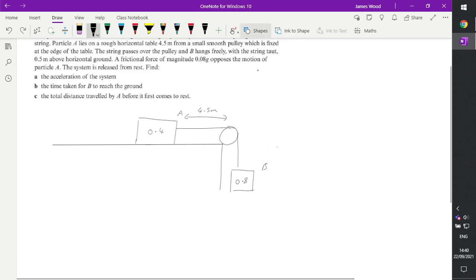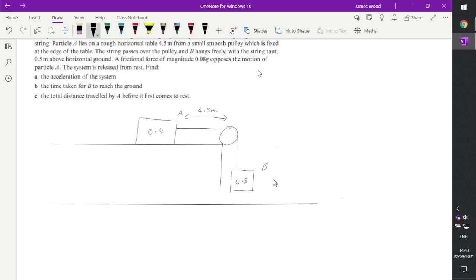Let's draw a straight line, shall we? So it's 0.5 meters. A frictional force of magnitude 0.08 g, I'm actually going to calculate what that is. 0.08 times 9.8 is 0.784, opposes particle A, so we can put that on here, 0.784. That's just from friction. And the system is released from rest. Find out the acceleration of the system first of all.